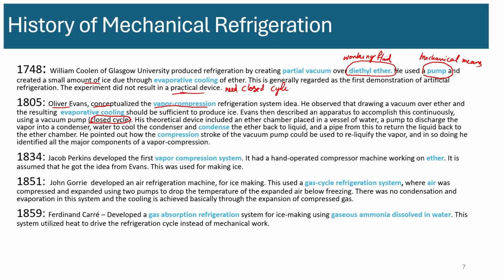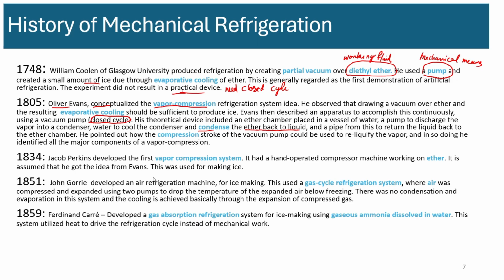So he observed that, okay, you draw a vacuum to create evaporative cooling, but then he also figured out a way to make sure that that evaporated refrigerant or evaporated working fluid has to be brought back to liquid. Okay, so the ether has to be brought back to liquid. So he figured out a way to condense that from vapor to liquid and then raise its pressure again to compress and then expand again to evaporate. Okay, so he created all these steps that are there in modern refrigeration.